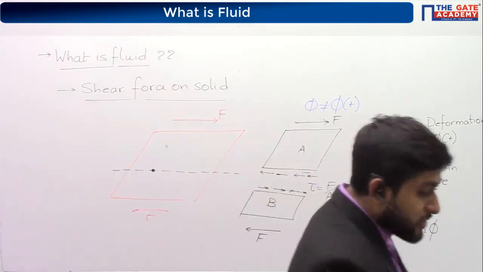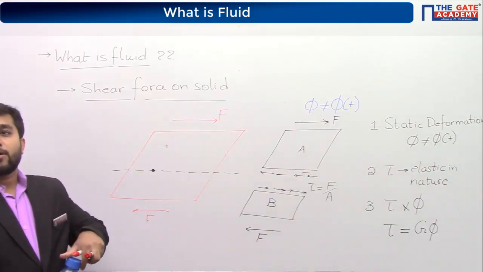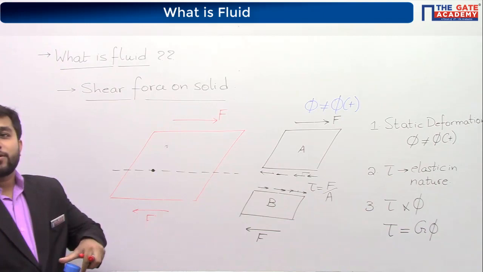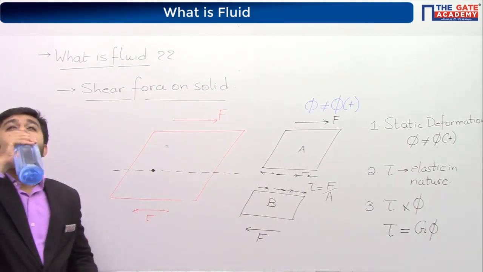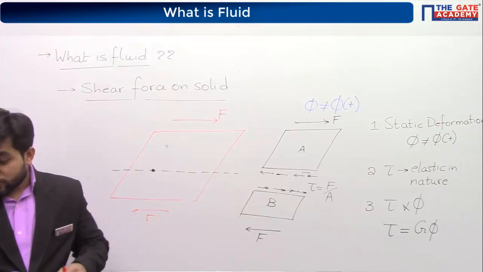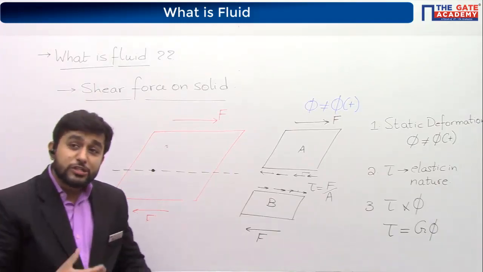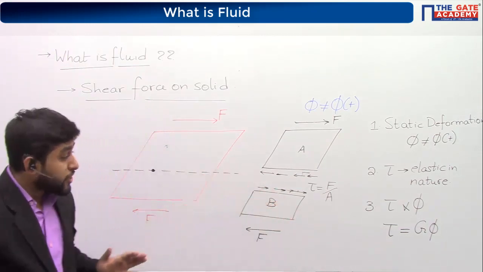Anyone? What is G? And what are its units? Very good. Modulus of rigidity. That is resistance to shear deformation. You can call it modulus of rigidity or shear modulus. It is simply the resistance to shear deformation.